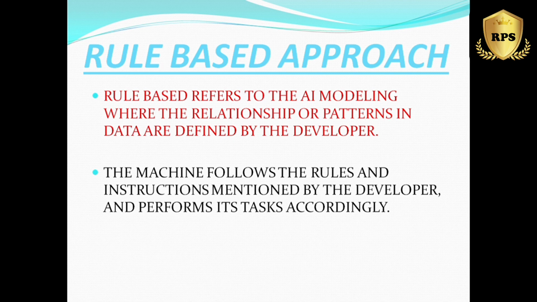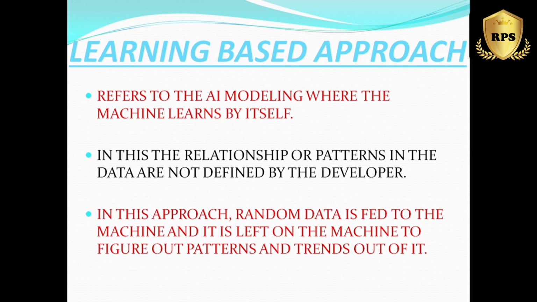Now, here if I have programmed that you have to take one glass of water to every customer coming into the hotel or restaurant, then the machine will not provide anything else till I instruct it, or till I have instructed it in the code. It will simply serve only one glass of water. That is rule based. But when we come to learning based, it refers to AI modeling where the machine learns by itself.